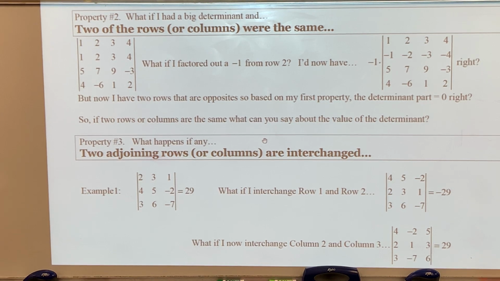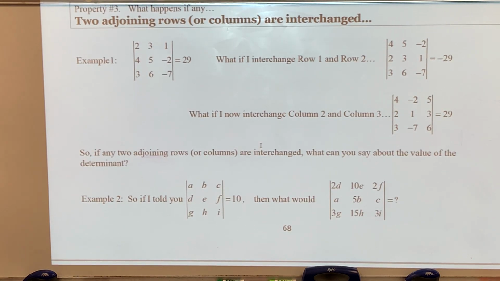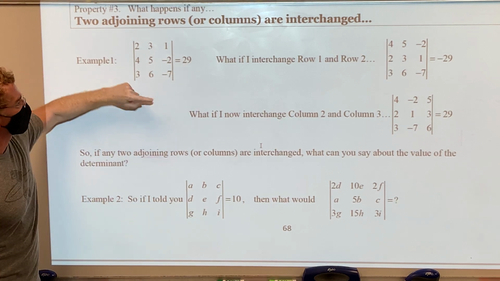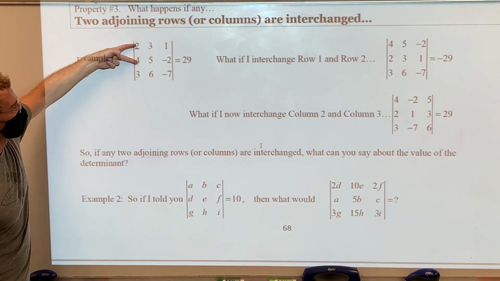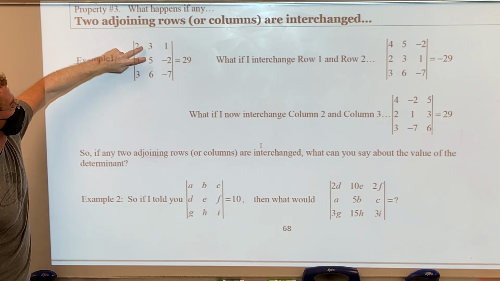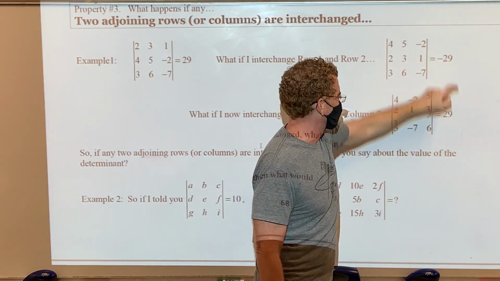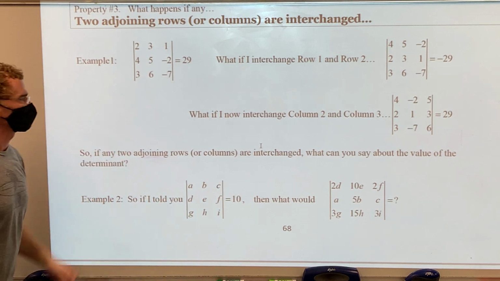Okay? What about this? This is another thing that's not as used, but I want to talk about this. Take my word for it. I give you this, and I get 29. Now, I am going to interchange row 1 and row 2. So I'm going to put the 2, 3, 1 there, the 4, 5, -2 there. And I end up with -29. Are you with me?